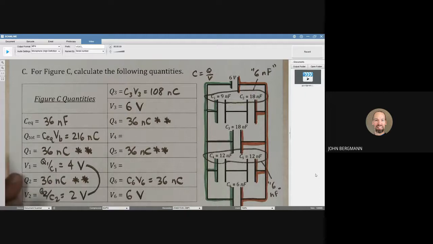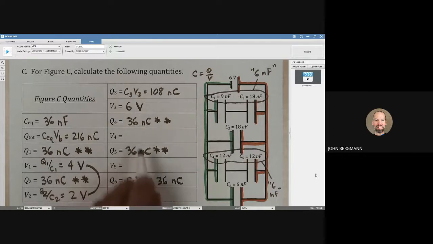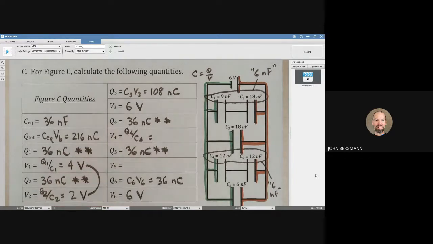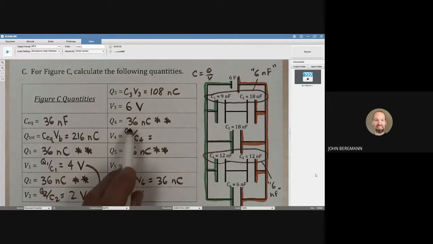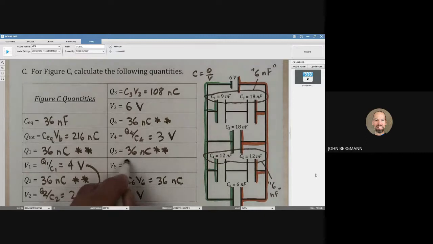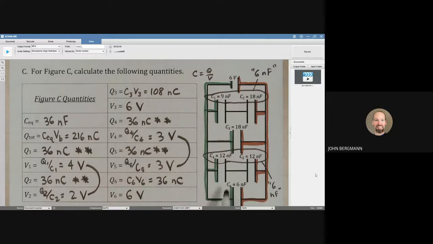All right, we got 2 more boxes to fill in. Here we're going to go V4 is going to be Q4 over C4. C4, huh? 36 divided by 12, 3 volts. V5 is going to be Q5 over C5. 36 divided by 12, 3 volts. Once again, there's our 6-volt difference across that part of the circuit.